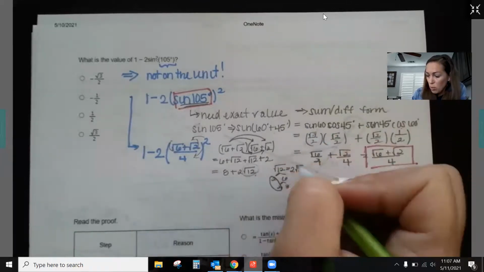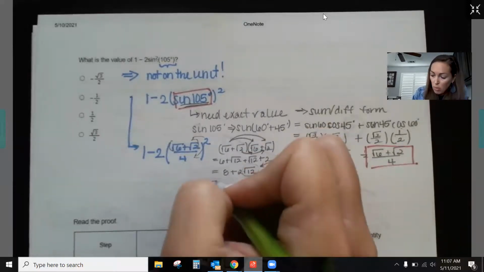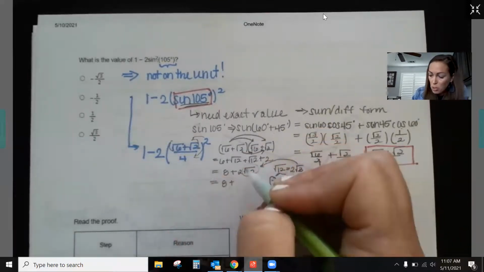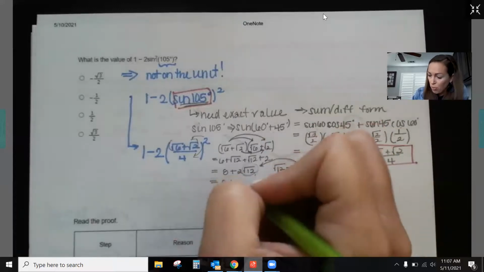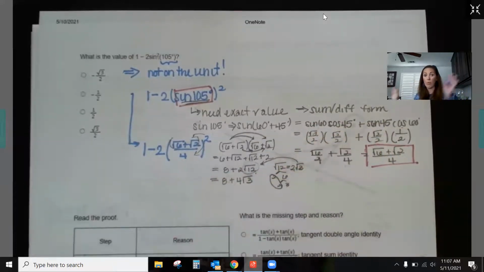So this square root of 12 is also 2 square root of 3. So I could rewrite this as 8 plus 2 times that 2 square root of 3, which is 4 square root of 3. Oh, right? That's a lot. It's okay. This is one of the more difficult ones if you do it this way, but it has a lot of good steps for you guys to know.